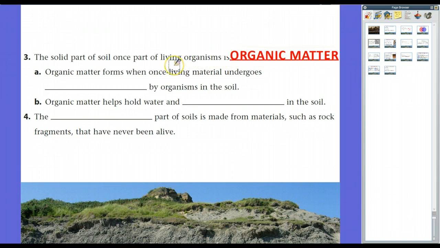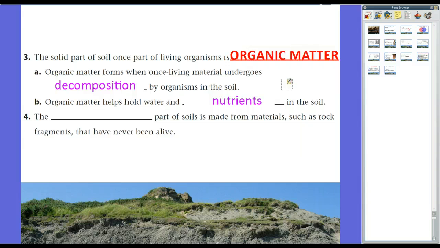This is when, if you remember from last year in life science, once living material undergoes decomposition by organisms in the soil, detritivores will eat it, break it down, pass it on, poop it out, things like that. Or it rots without anything eating it apart from bacteria. Organic matter will help hold water and nutrients in the soil. Usually the more organic matter in the soil, the more nutritious the soil is for plant growth.